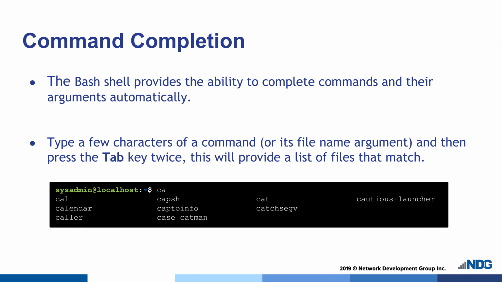On command completion, this is a great feature within Bash, and it provides the ability to complete commands and their arguments automatically. So you type a few characters such as CA, and then you're going to hit the tab key twice, and it's going to give you a full list of all the options that are available that start with CA. So this is a great way to autocomplete, and if it's not tabbing through and autocompleting for you, more than likely you have a spelling error or something like that, or that file doesn't exist in the path.